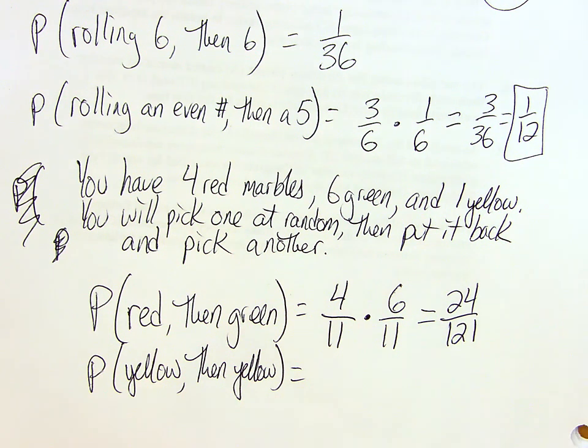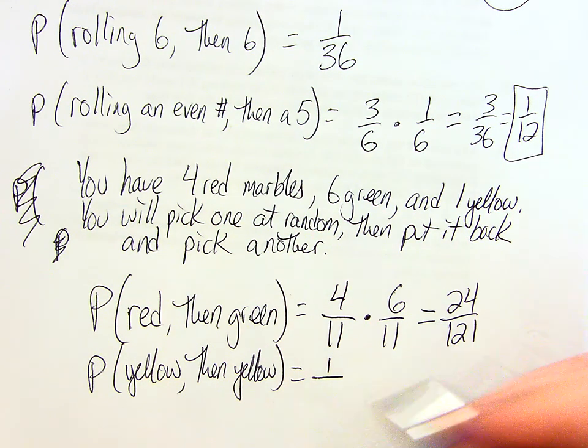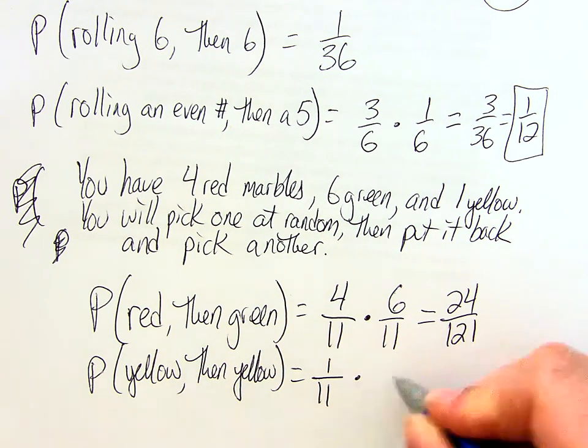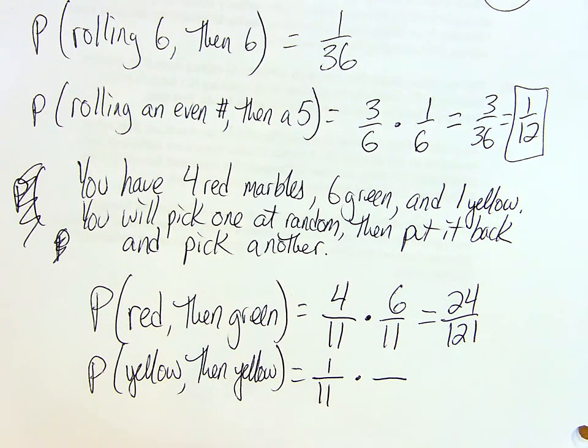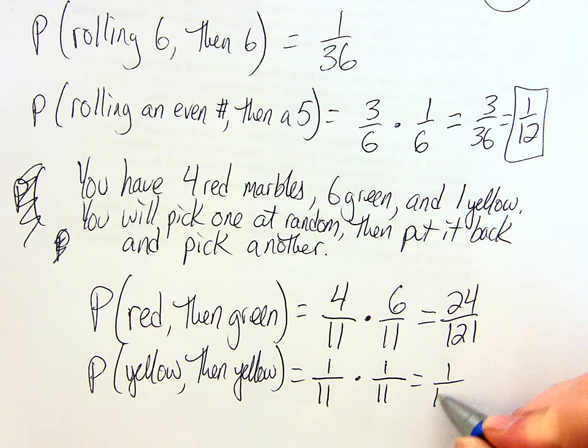Nobody knows? Probability of picking yellow the first time? One out of 11. If I'm going to put the marble back, what's the probability that I pick the yellow again? 1 out of 11 again. Multiply straight across. That's 1 out of 121.